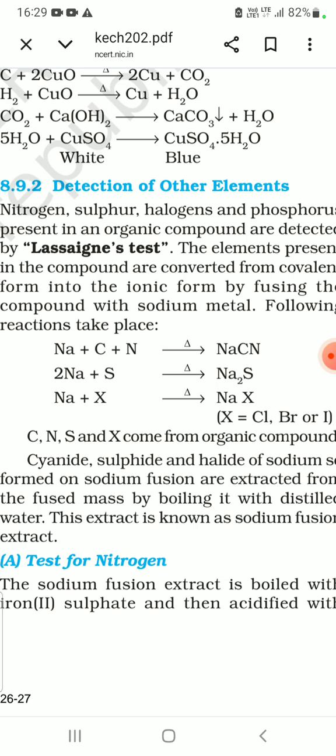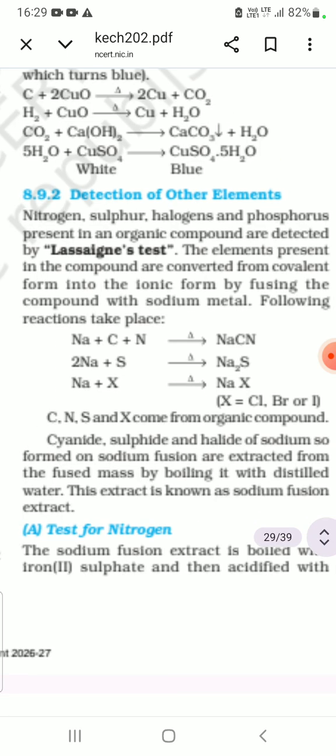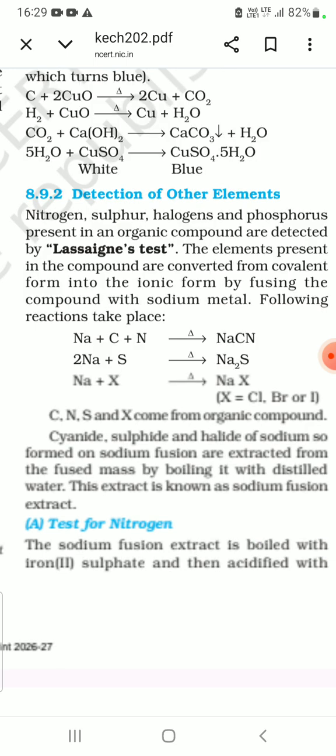The cyanide, sulfide and halide of sodium so formed on sodium fusion are extracted from the fused mass by boiling it with distilled water, and this extract is known as the sodium fusion extract. Next is the test for nitrogen.